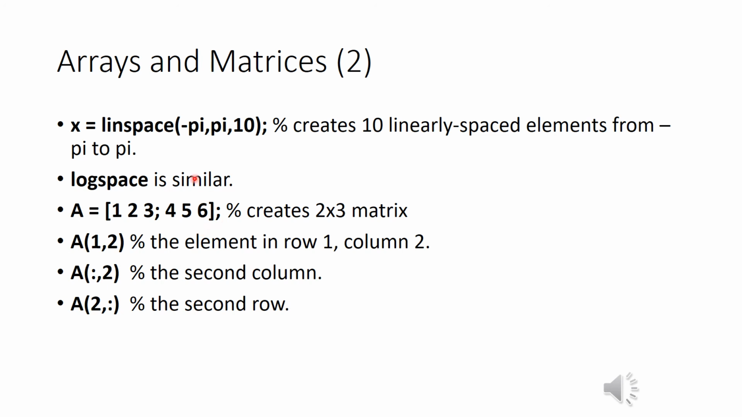And similarly if you write A(1,2), it means the element in row number 1 and column number 2. And this means all values in the second column, and this means all values in the second row.